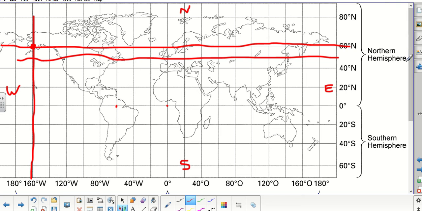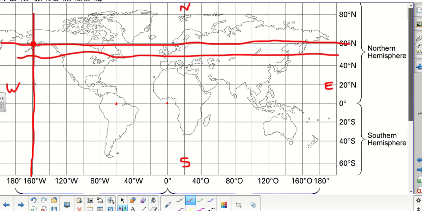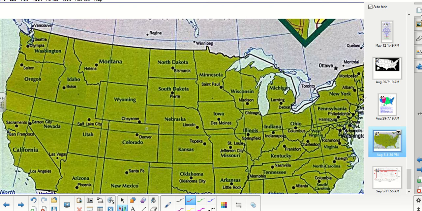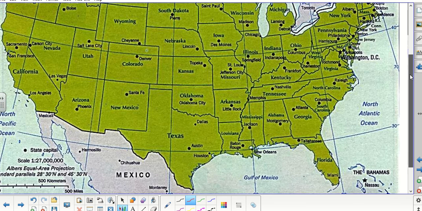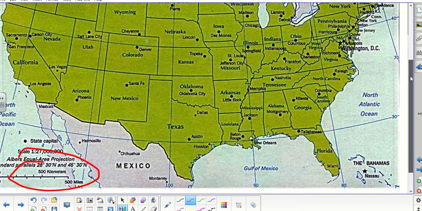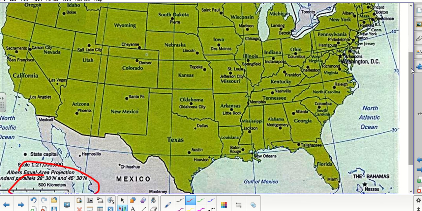Okay, so that is how you do longitude and latitude, and this is how you do scales on maps. Remember, you are looking essentially for somewhere on that map to say, oh, this is how far something is. And that changes on every single map. Some maps are much bigger, some maps are much smaller.